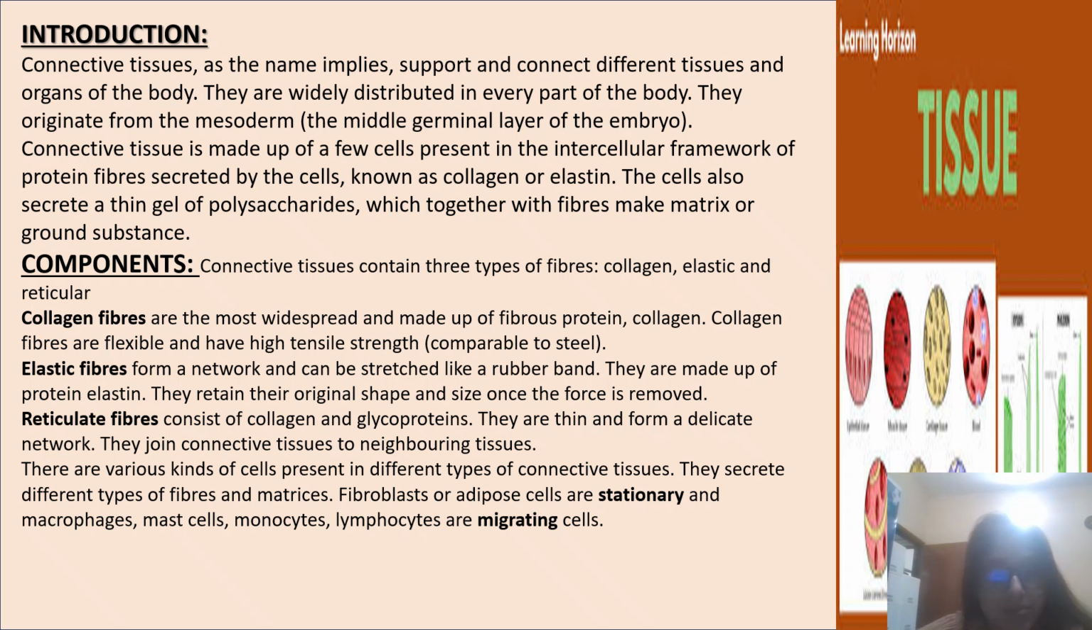Next, reticular fibers consist of collagen and glycoproteins. They are thin and form a delicate network. They join connective tissue to neighboring tissue. There are various kinds of cells present in different types of connective tissue. They secrete different types of fibers and matrices. Fibroblasts or adipose cells are stationary, and macrophages, mast cells, monocytes and lymphocytes are migrating cells.